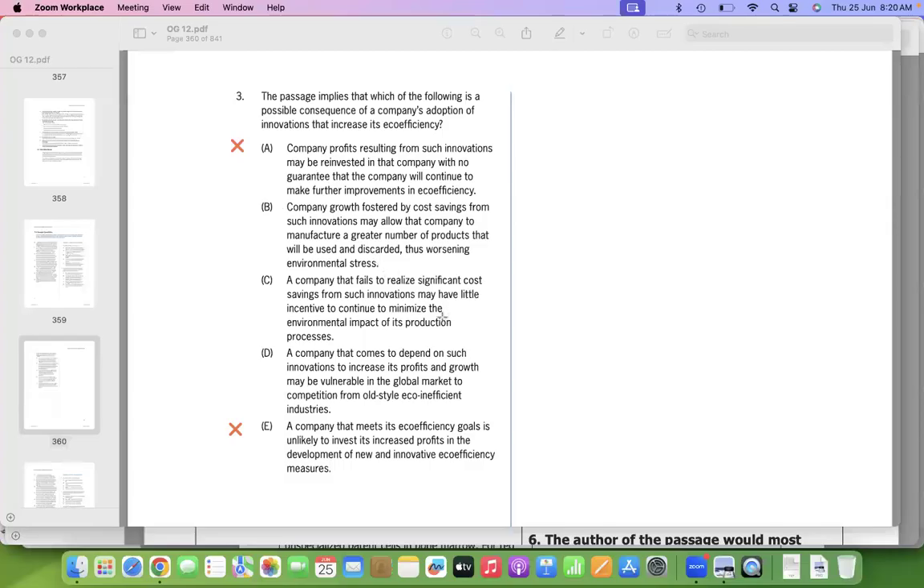Little incentive to minimize, but they're saying that eco-efficiency is going to lead to significant cost savings. Why will they fail to have cost savings? It's vulnerable to competition. No, they're in fact going to have more cost savings, greater profits. B has a direct word match. I hope it's clear.